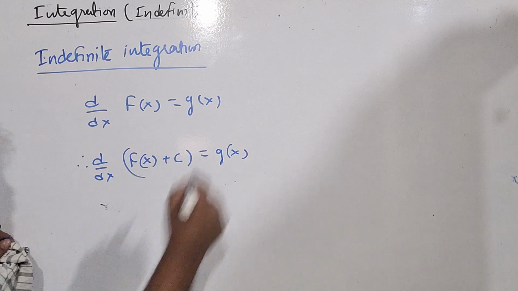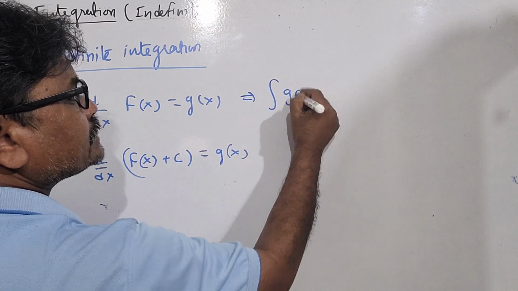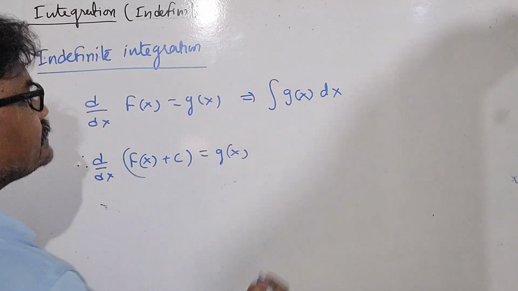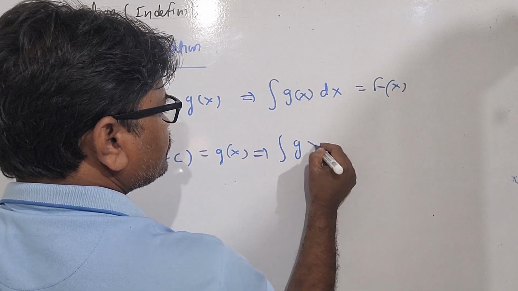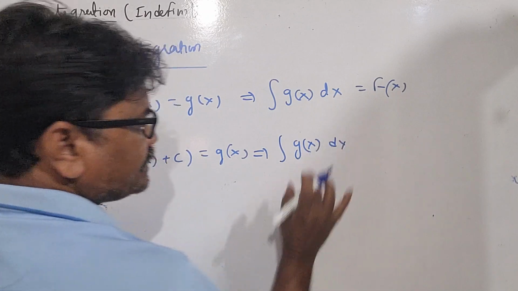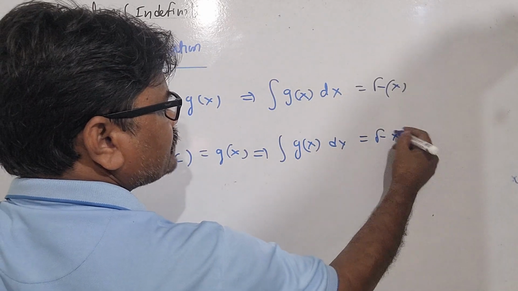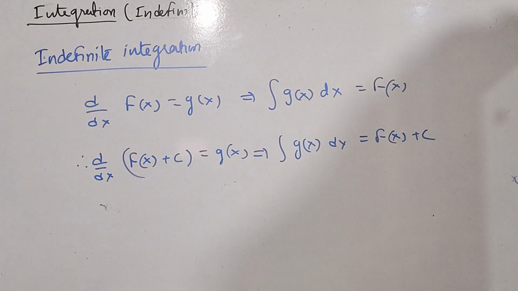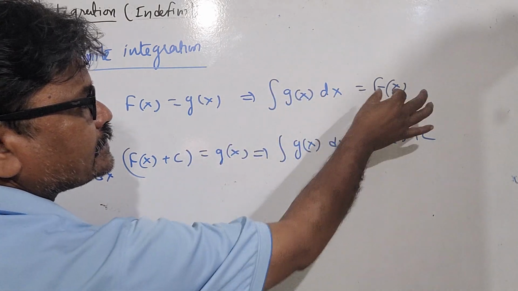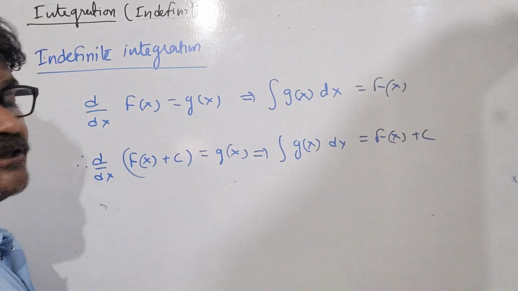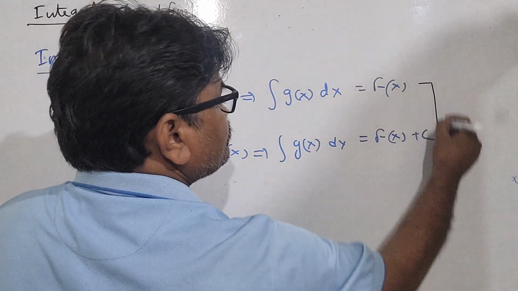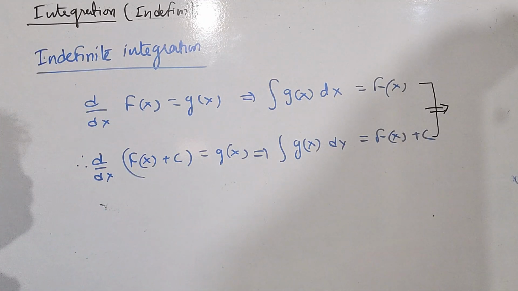c is a constant. So from here I can say that the integration of g(x) with respect to x, that is dx, is equal to f(x), and also I can say that the integration of g(x) dx is f(x) plus c. Now you can observe that this is the integration of g(x), the answer is f(x), and also this is the integration of g(x), the answer is f(x) plus c. So there are two answers for the integration of the same function.